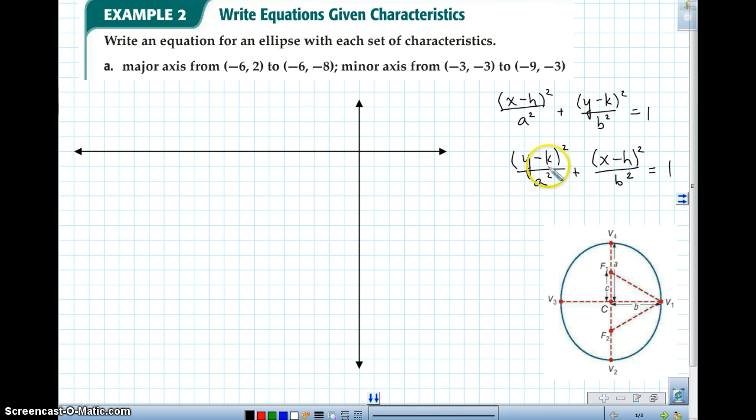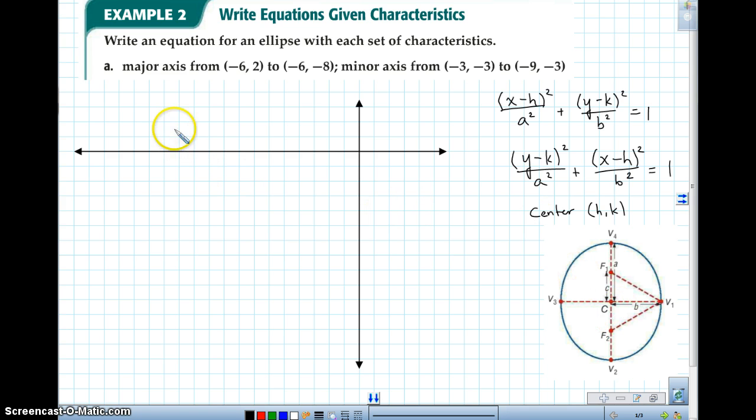In these examples we're going to be given different characteristics of the ellipse, and we're going to use those to solve for the center. Remember, the center is h comma k. Then we're going to need to solve for a and b, a being the distance from the center of the ellipse to the major vertex in this handy picture here, and b being the distance from the center to the co-vertex on the minor axis.